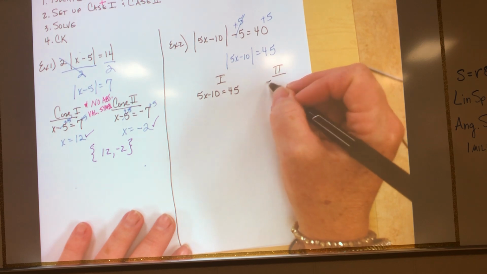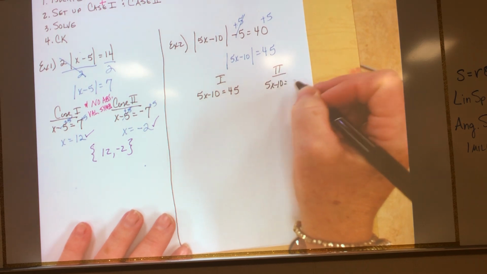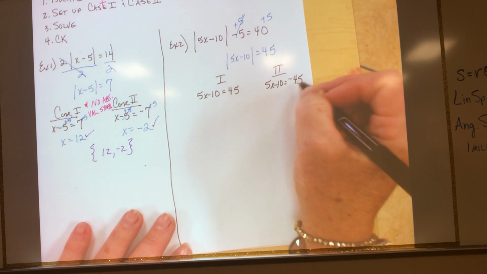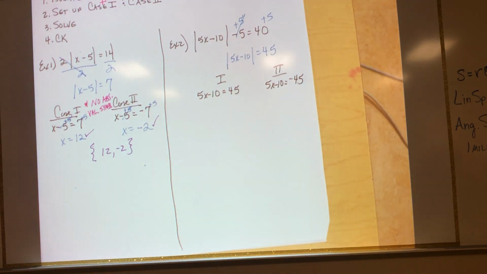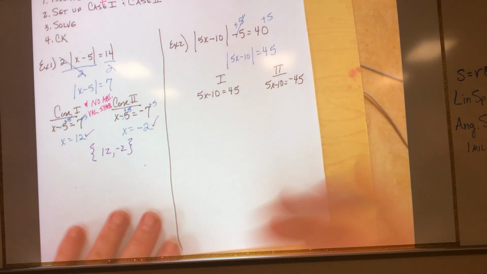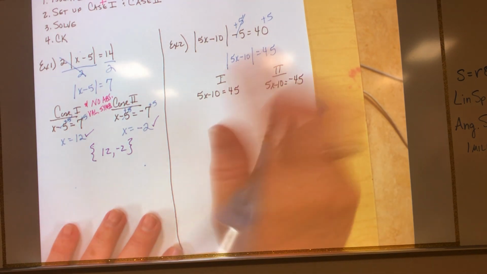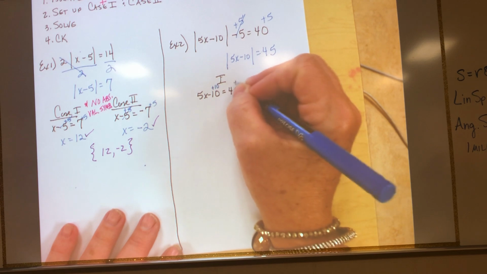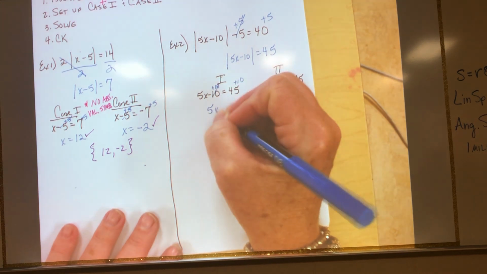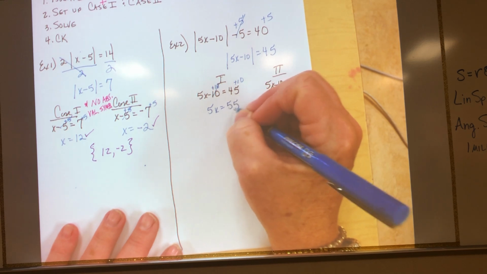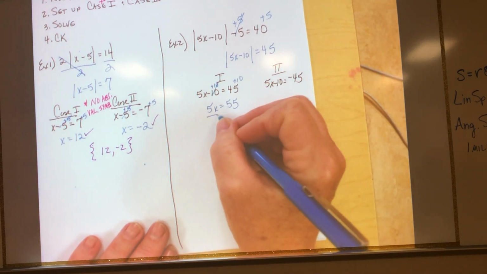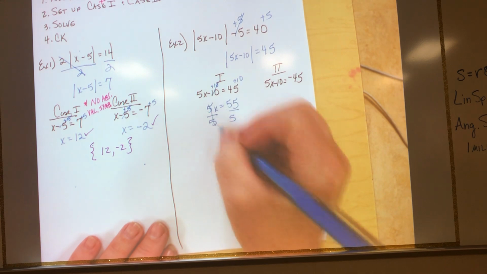So, 5x minus 10 is equal to what? Negative 45. Okay, so now I'm just gonna go and solve each equation. Guys, should you be able to solve an equation? Yes. Okay, so over here on the left, I'm gonna add 10 to both sides. 5x is equal to, what's 45 and 10? 55. Okay, now what am I gonna do? Divide by 5. And x is 11.